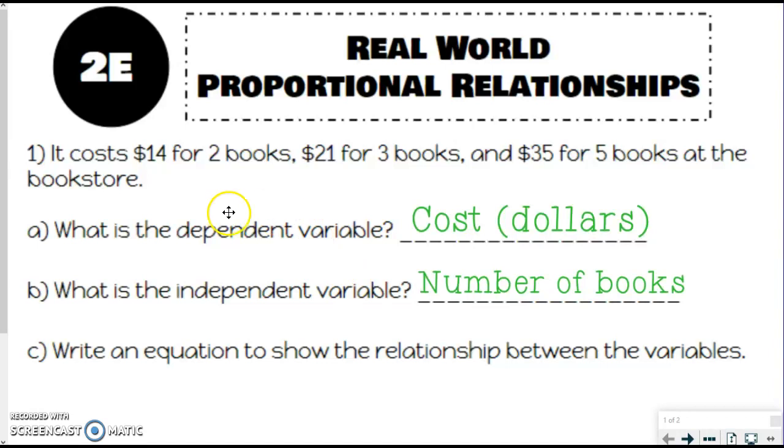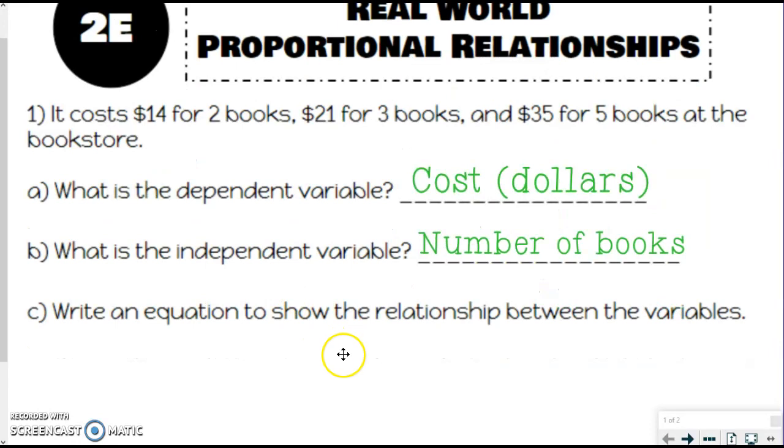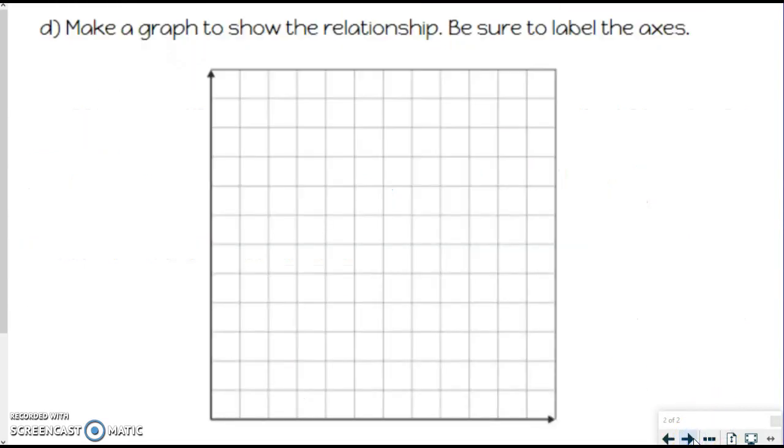Okay? And when I look at the comparison here to figure out my equation, I see that if I take the books times 7, it gives us our dollar amount. 2 times 7 gives us 14, 3 times 7 gives us 21, 5 times 7 gives us 35. So remember, y equals, and then something happening to x, because x is our independent variable, which is books. So y equals 7x: our number of books times 7 equals our cost, which is y. Okay, so keep those in mind, but I'm going on to the next slide, which is the next part in your packet.